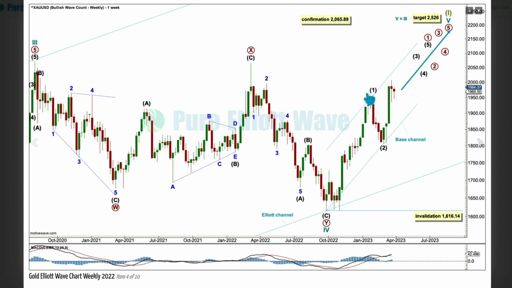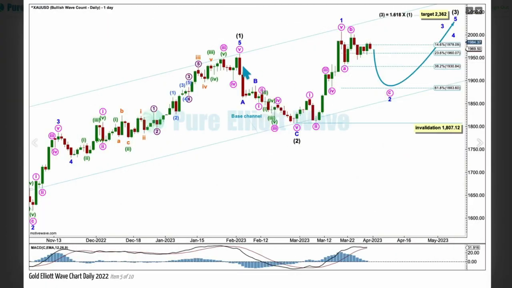Within it, intermediate 1 could be complete over here. Intermediate 2 could be over here, but I have an alternate that sees it continuing as an expanded flat. It may not move beyond the start of 1 below 1616.14. Let's take a look at the first daily chart, where the high of intermediate wave 1 is this point here. So here we're seeing intermediate wave 2 over here, but it's relatively brief and relatively shallow, so we have to consider it could continue further. If it's over here, then intermediate 3 would have begun, and a target for intermediate 3 is for it to reach 1.618, the length of intermediate 1, at 2362.